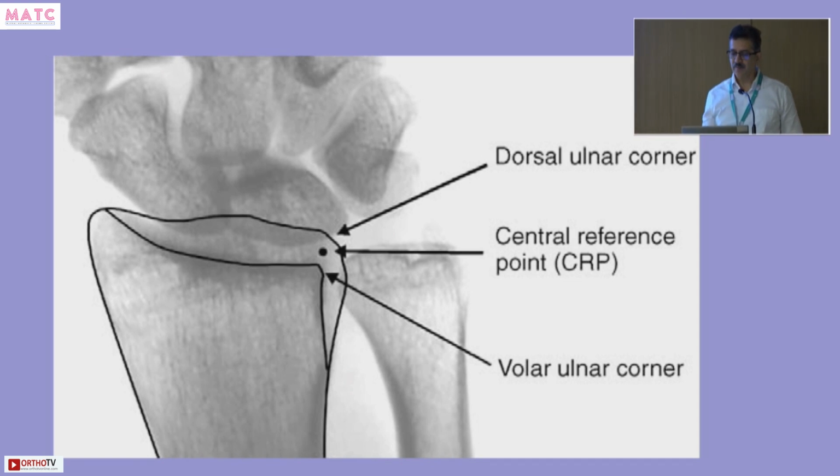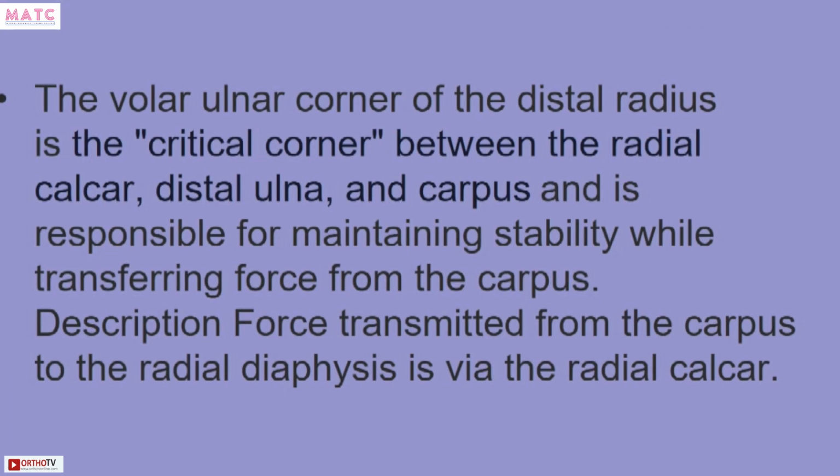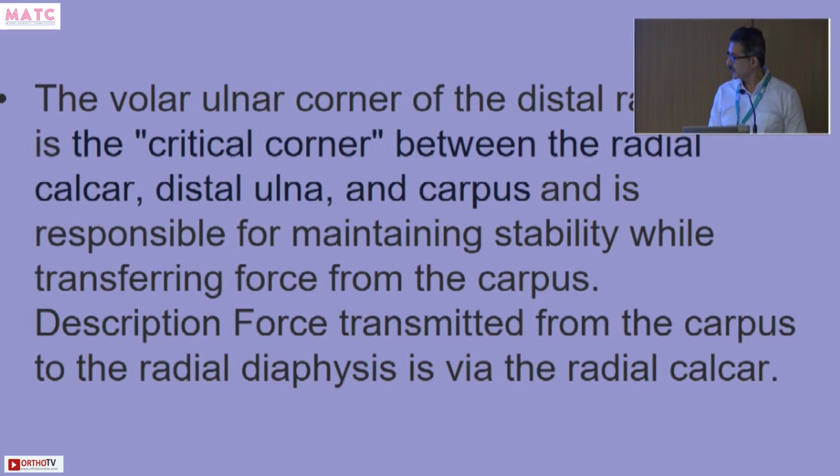Basically there is a central reference point and there is the dorsal ulnar corner and volar ulnar corner. The importance of this is basically the volar ulnar corner of the distal radius is the critical corner, and that has to be maintained while doing the reduction, which gives the stability to the carpus as well as the distal radius. The forces are traversing through the lunate to the proximal radius through that corner, so that corner is quite important.